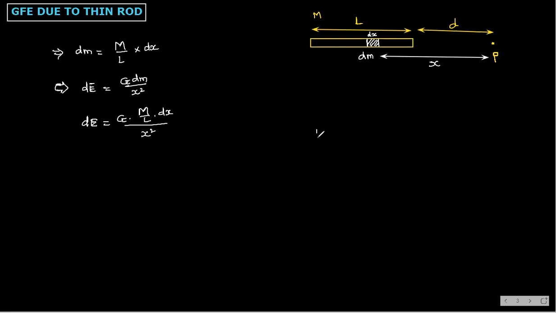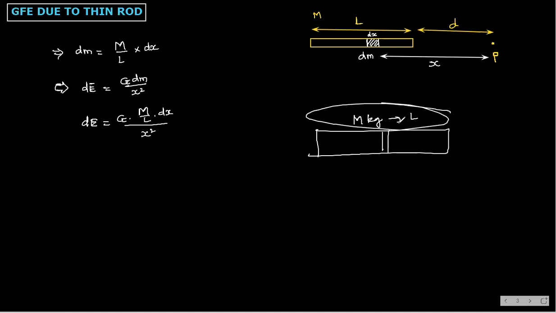This is a complete rod. Its mass is M kg, and this mass is distributed over the complete length L. Now I am selecting some small part whose length is dx and mass is dm. Then dm by dx should be equal to M by L, and then dm is M by L into dx. Clear?